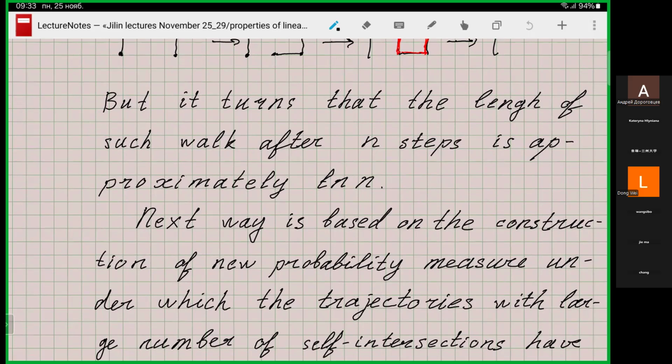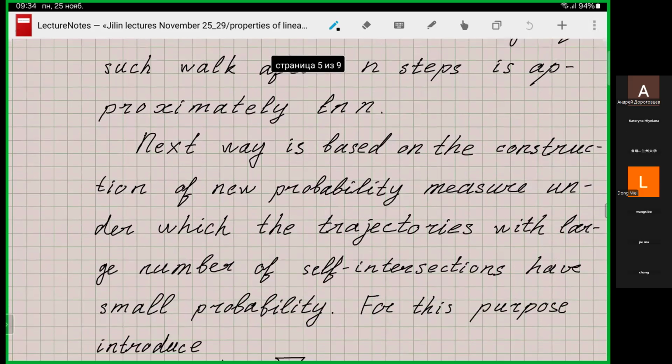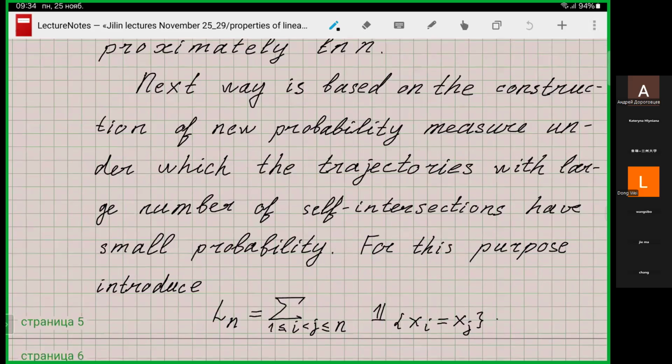Maybe we can consider some energy related to the trajectory of a random walk. And this energy must be bigger for trajectories which have self-intersections. It is natural, because when you want to put two monomers closer than they can be for chemical reasons, maybe you have to spend a lot of energy. So we just introduce the Hamiltonian for the trajectory of a random walk.